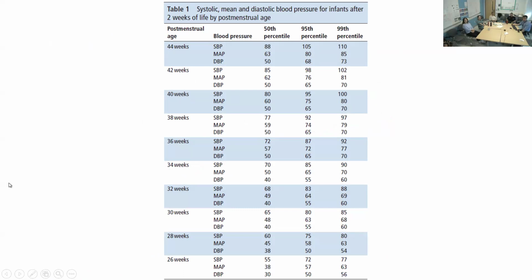So these are just the systolic, mean and diastolic blood pressures for like at 2 weeks of age, based on their gestational age at that time. And just to give you an example, if we look from 26 weeks to 30 weeks over that 4-week period, the 50th percentile goes up by about 10 millimeters of mercury. Whereas if you look from 32 weeks to 36 weeks, it only goes up by 4 over that period of time. So again, just highlighting that you have a much more rapid rise in expected blood pressure earlier on.